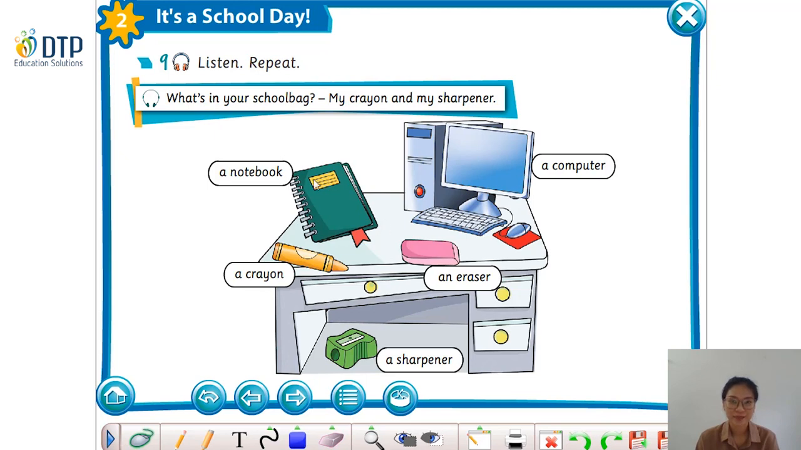What is it? It's a notebook. Good job. What is it? It's a crayon. Good. What is it? It's a sharpener. What is it? It's an eraser. And what is it? It's a computer. Good job. Now, what's in your school bag? My sharpener and my eraser.